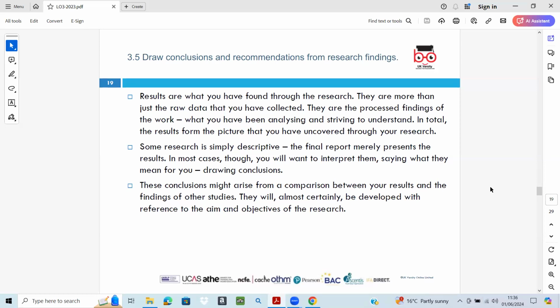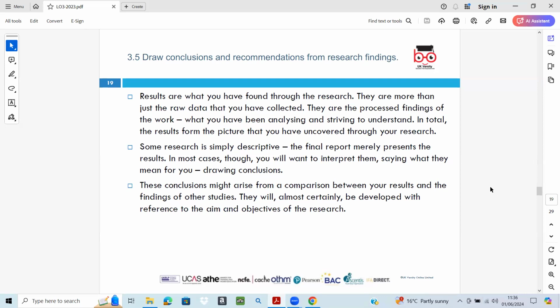Okay, then we have to interpret the result. So while some research may be descriptive, merely presenting the results, it is often crucial to interpret these findings. This involves explaining the significance of the results and what they imply. For example, if your study on the impact of exercise on mental health shows a correlation between increased physical activity and reduced stress levels, interpreting these results would involve discussing the potential reasons behind this connection.